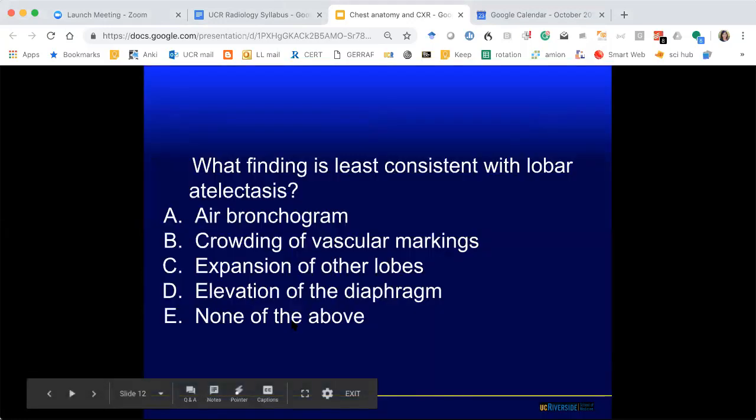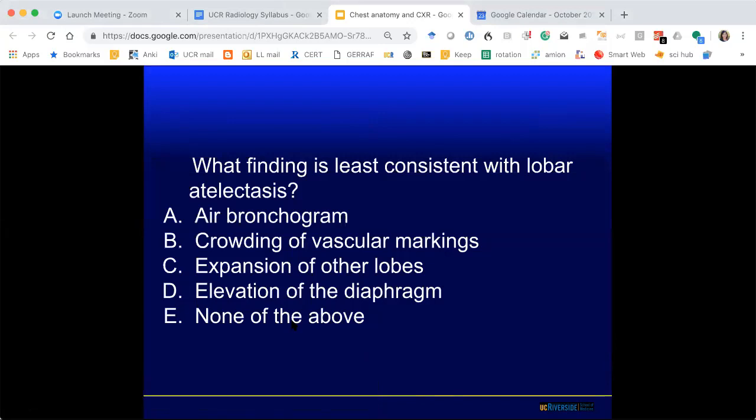What finding is least consistent with lobar atelectasis? Air bronchogram, crowding of the vascular markings, expansion of the other lobes, elevation of the hemidiaphragm. Any thoughts? C? Okay. Least consistent, we think, is elevation of the hemidiaphragm. Okay. Any other thoughts? D, none of the above.